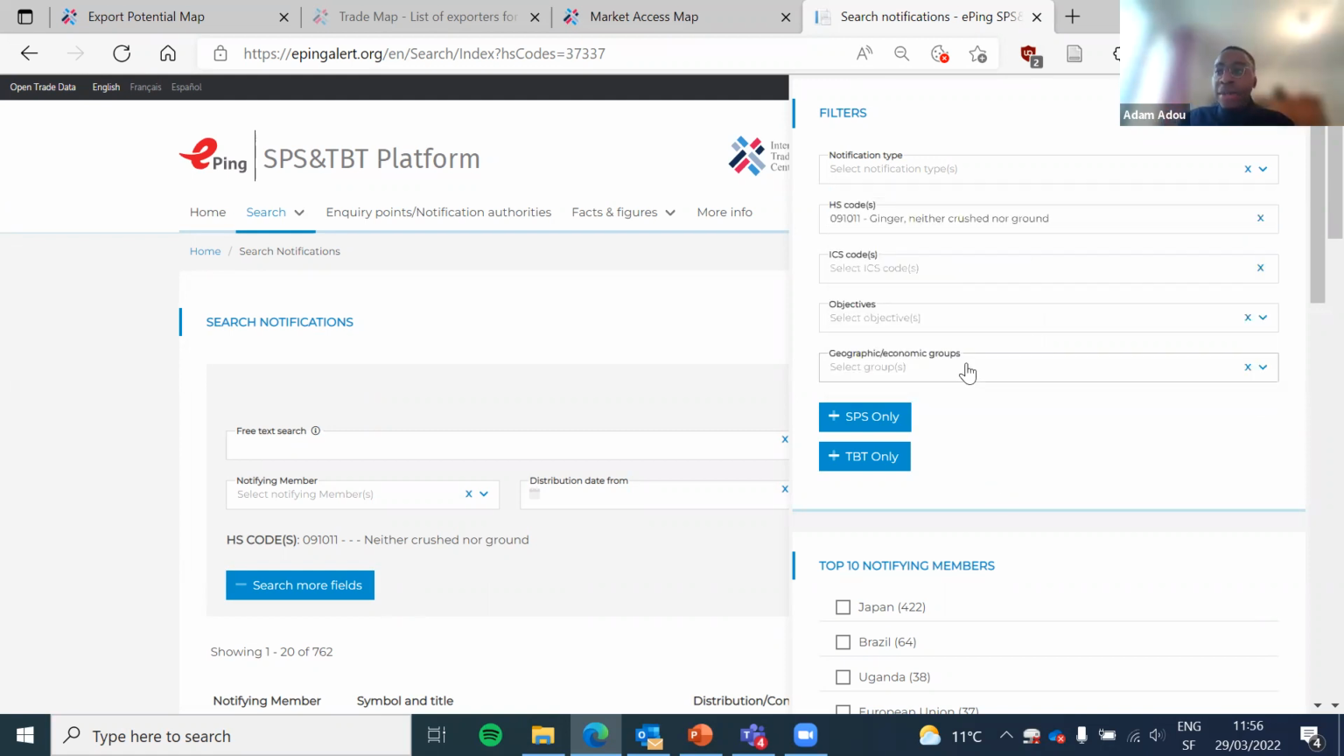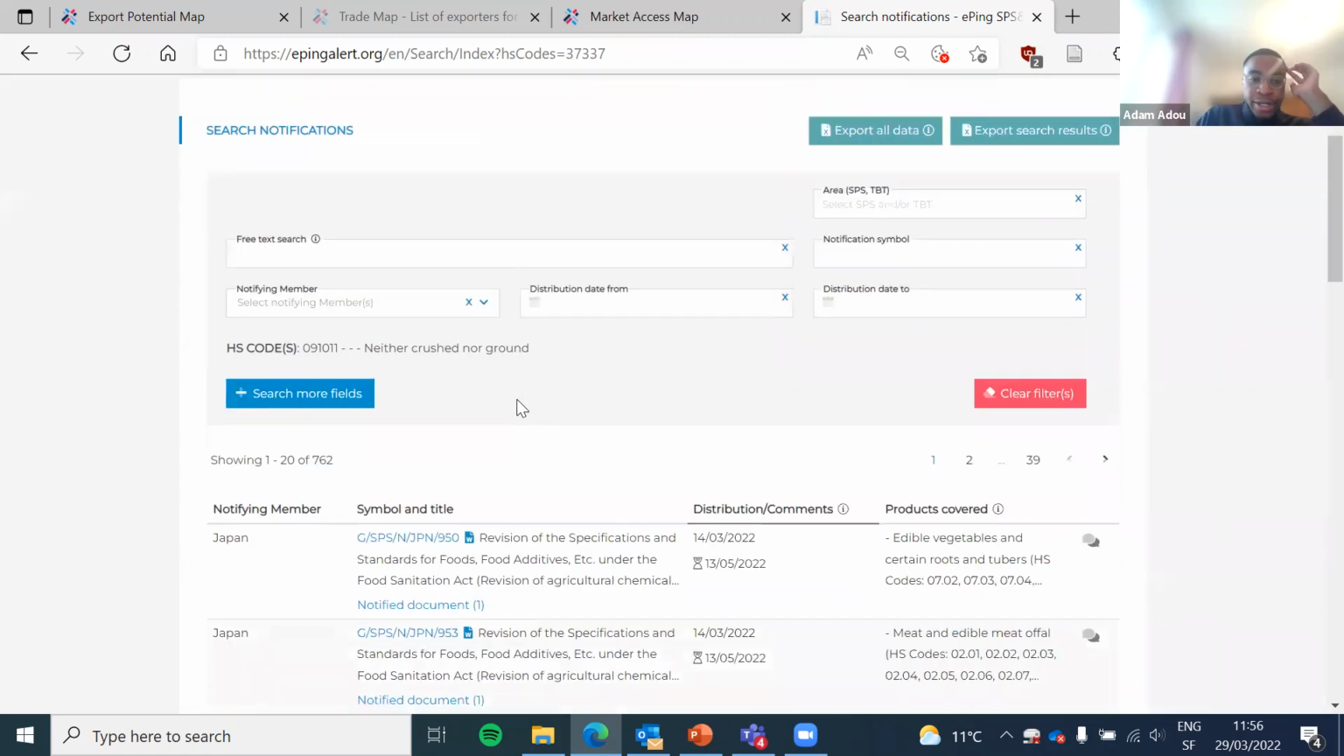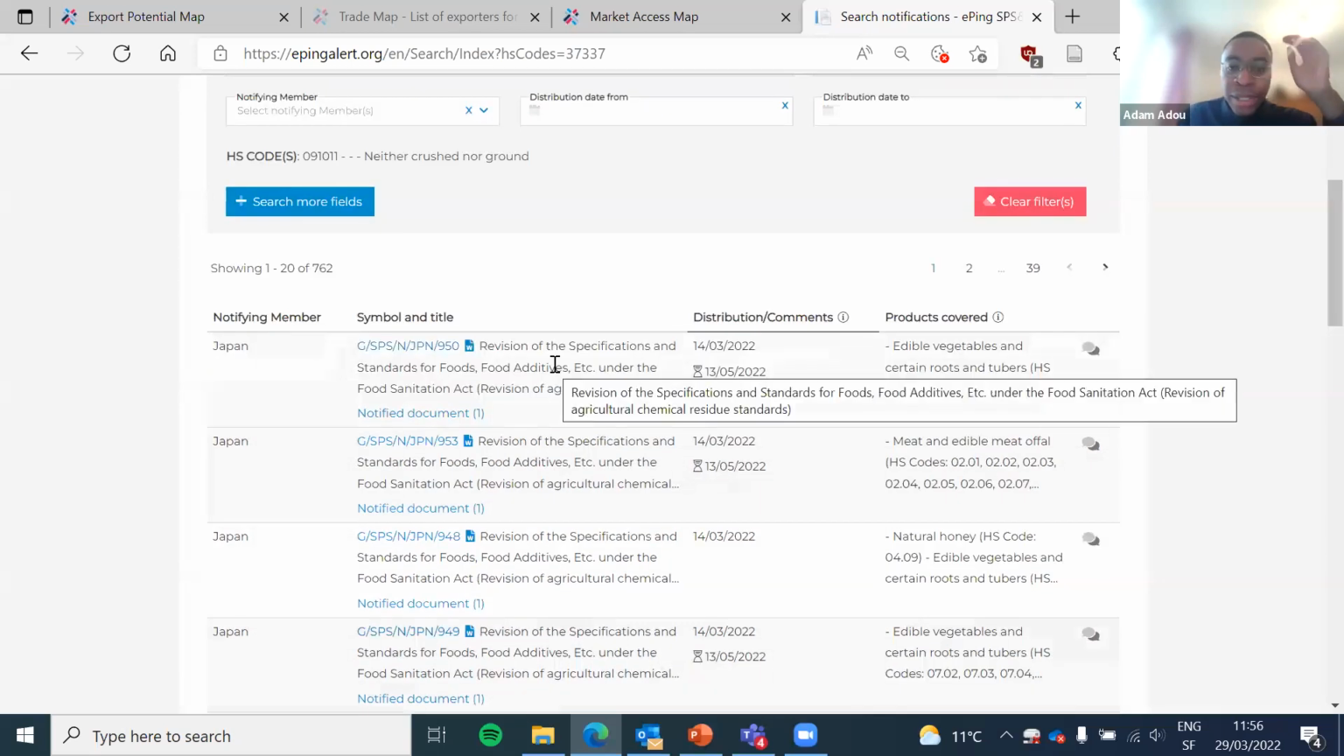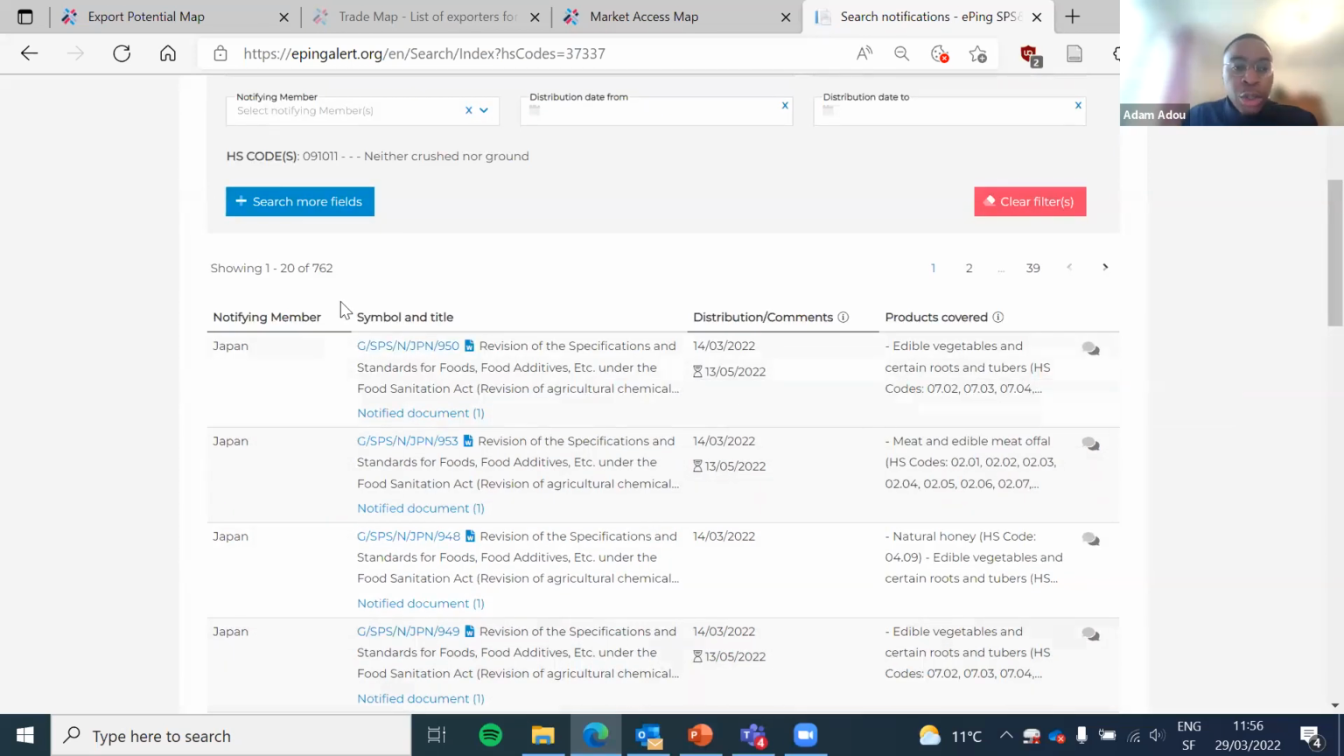Let's take a look at something maybe broader. So in here, after starting my search, the search is automatic. Anytime you select something in here, you will have an update based on your selection. You have 4 important columns in here. The first one is the notifying member, so basically the country applying the regulation notified. In here it is Japan. The latest one is from Japan. It was actually almost 10 days ago, something like this.